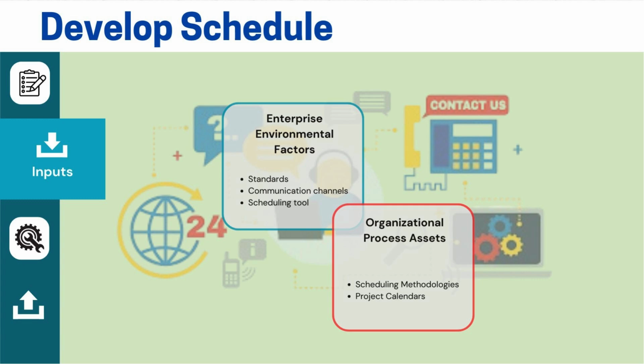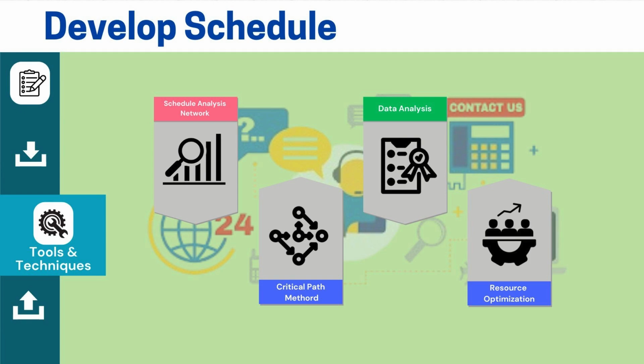Another consideration is the scheduling methodology. What tools and techniques can we use to develop a schedule? The first technique is network analysis. This involves schedule network analysis and network diagrams. When we do network analysis, we determine the minimum time needed to complete the project. Next, we identify critical tasks. These tasks must be completed without delay, as they are part of the critical path method.